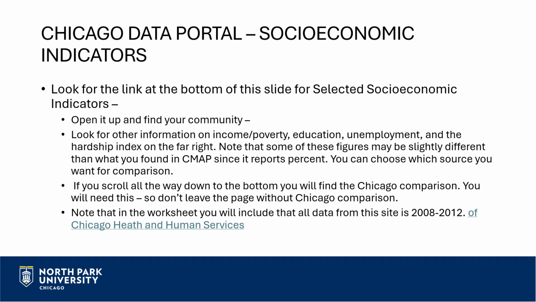Now notice that some of these figures can be slightly different than what you found in the CMAP since it reports the percentage, and you can choose which source you want for comparison. If you scroll all the way down to the bottom, you'll find the Chicago comparison, and you're going to need this. So don't leave the page without checking it out. Note in the worksheet, you're going to include all the data from this site. So let's see. I don't think I can open it while I am doing a presentation.